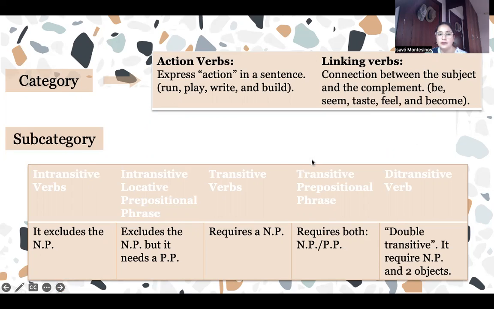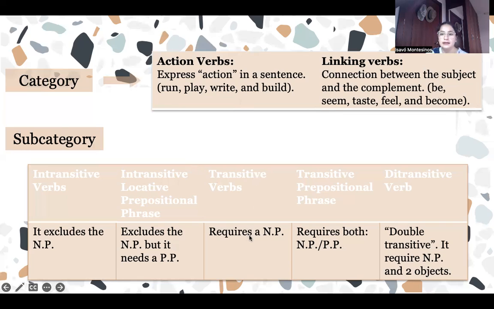And these are the subcategories of the verb complement. Here we have the intransitive verbs. In the intransitive verbs, we are going to exclude the noun phrase. We are not going to use a noun phrase in the sentence. Intransitive located prepositional phrase is similar to the intransitive because we are going to exclude the noun phrase, but we are going to use a prepositional phrase.